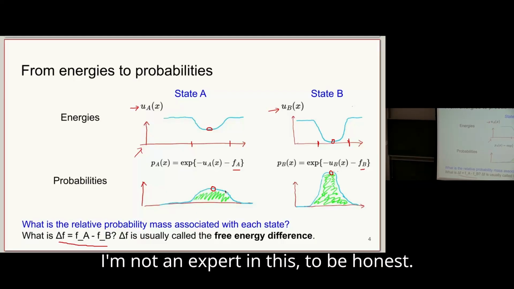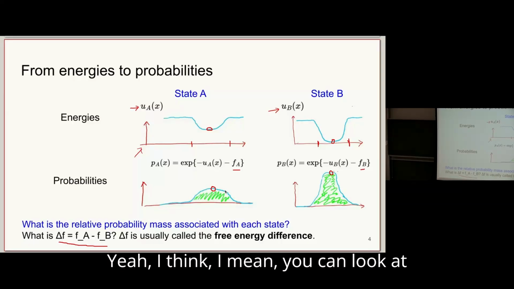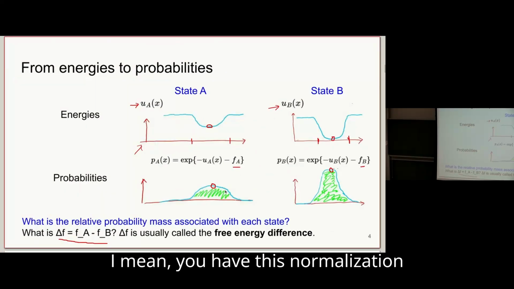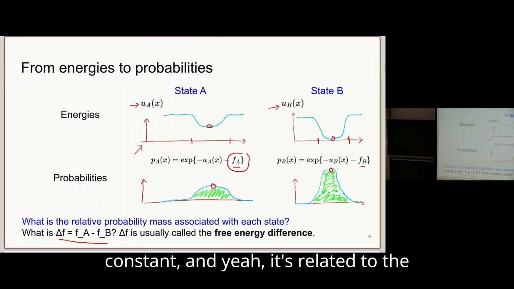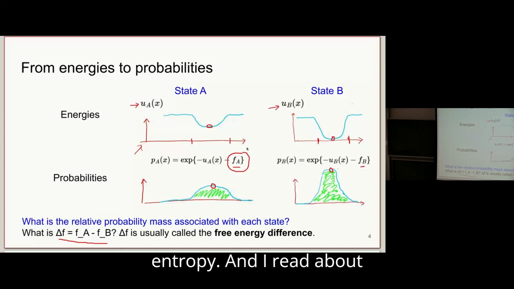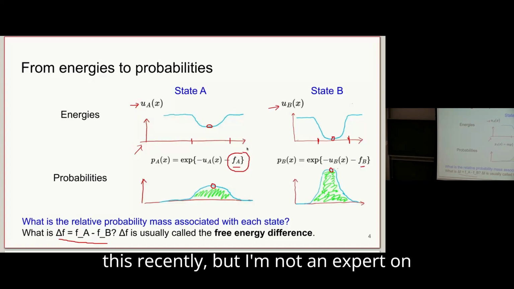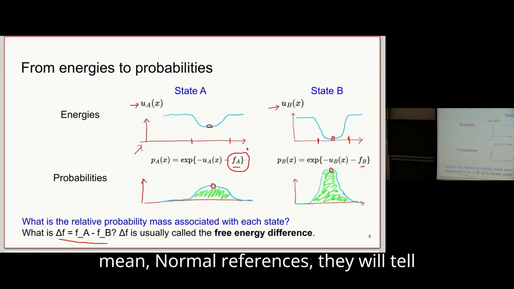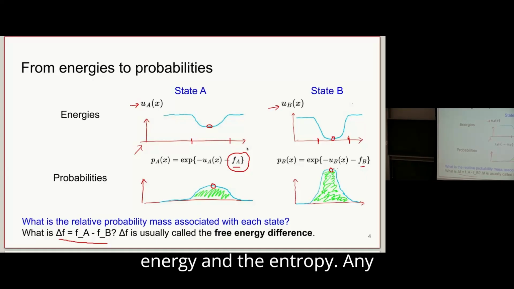I'm not an expert in this area, to be honest. I mean, you have this normalization constant, and it's related to the entropy. I read about this recently, but I'm not an expert on that. There's a connection with the entropy, but I won't be able to tell you about it. I think you can find it in normal references. They will tell you the connections between this free energy and the entropy.